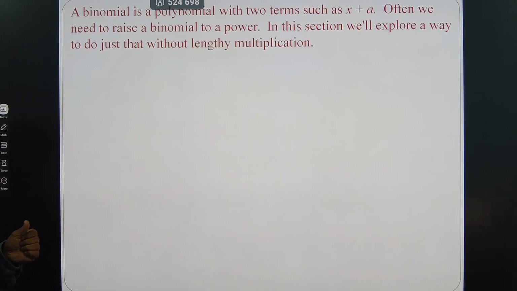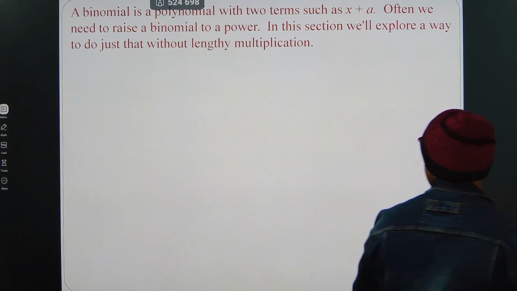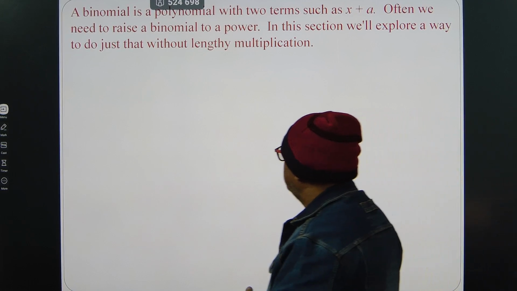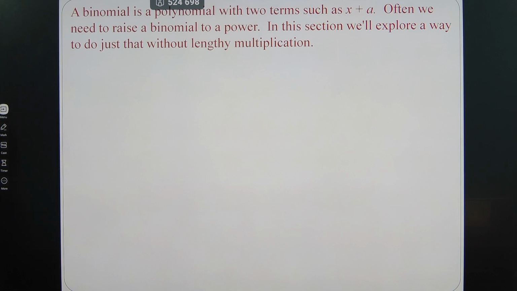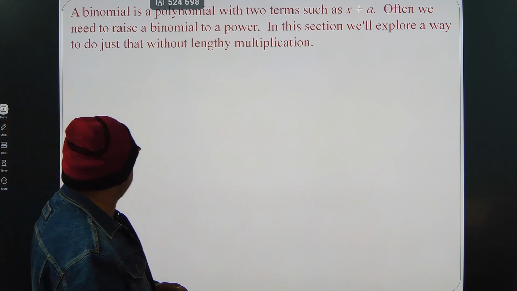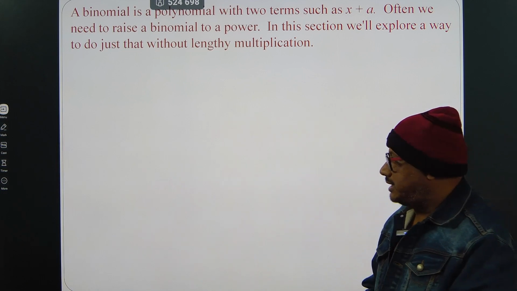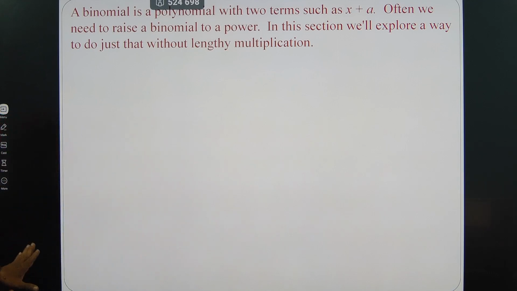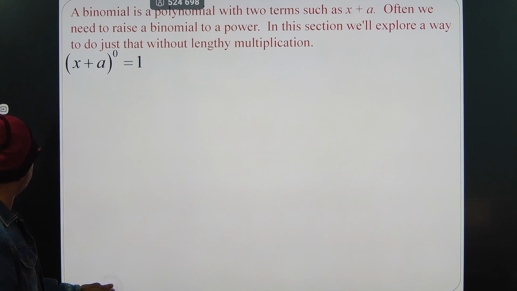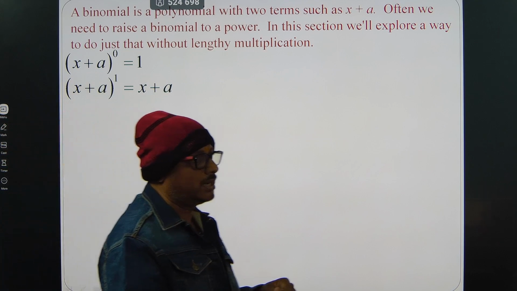Look at here, a binomial is a polynomial with two terms such as x plus a. Often we need to raise a binomial to a power. In this section we will explore a way to do just that without lengthy multiplication. This binomial concept can be proved by lengthy multiplication. By eradicating the lengthy process, we can have x plus a to the power 0 equals to 1.